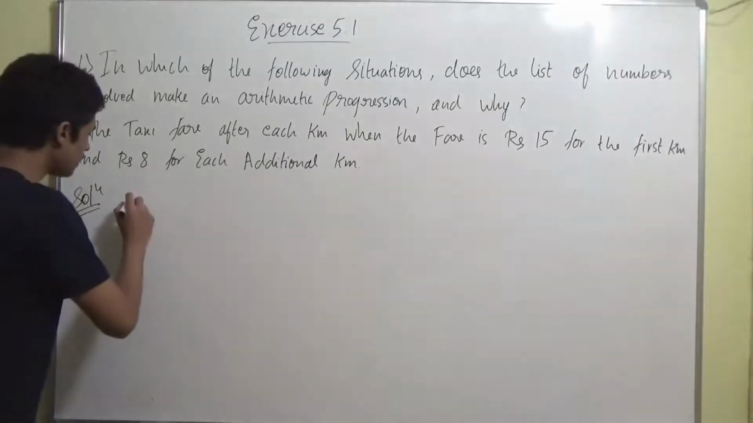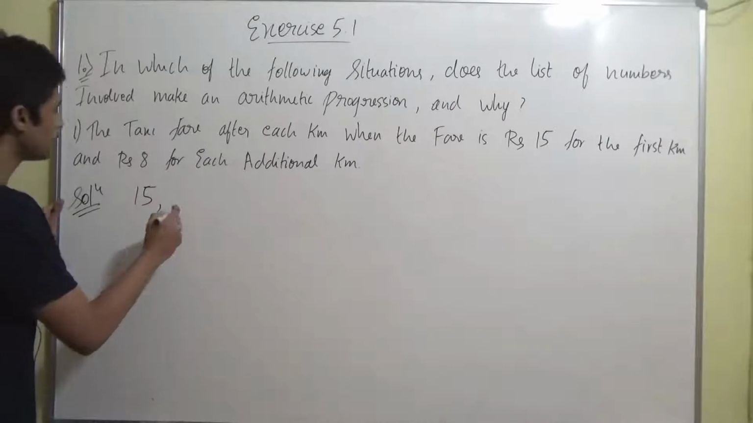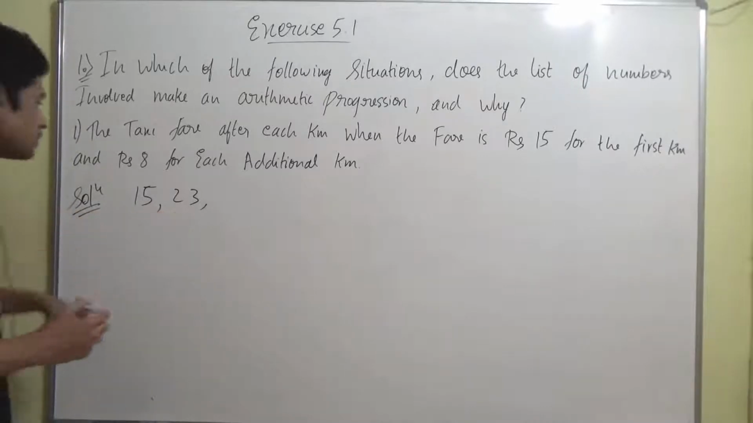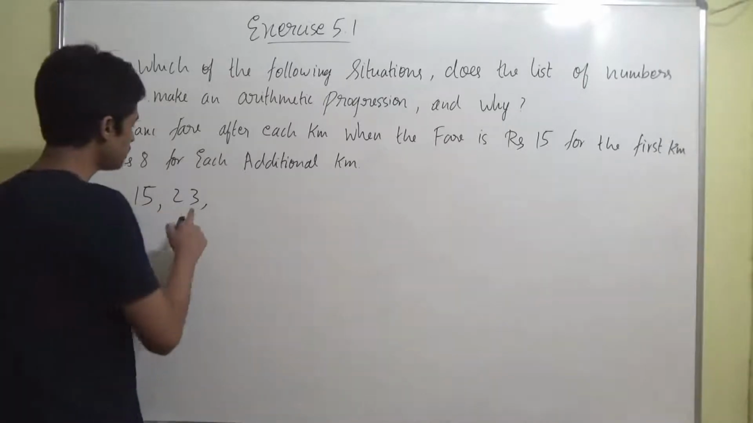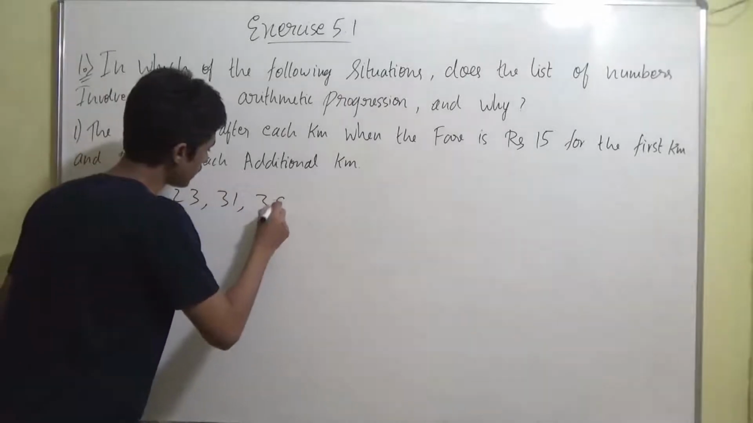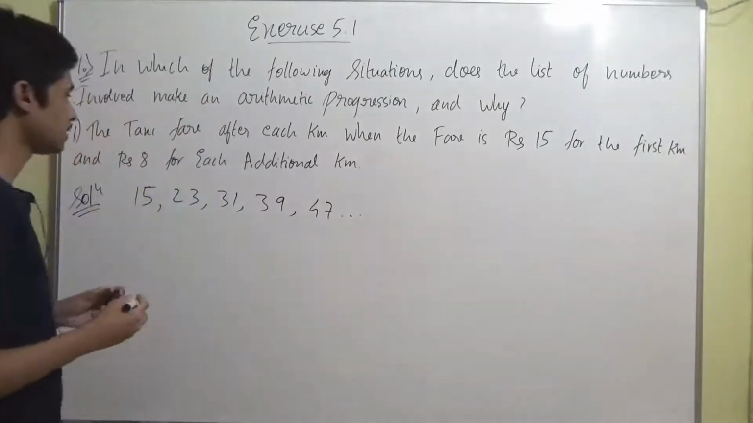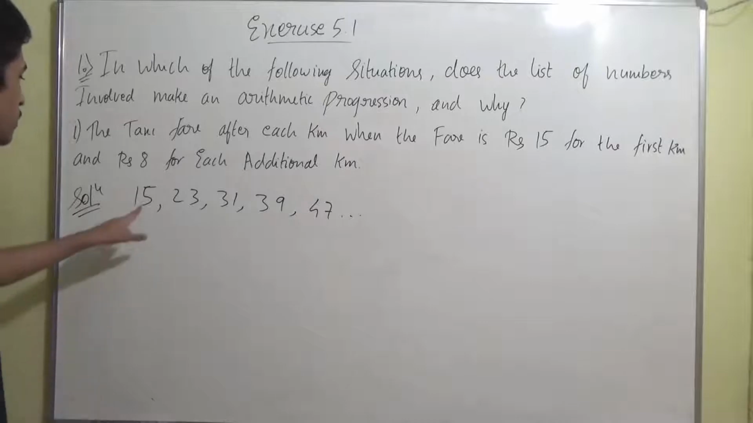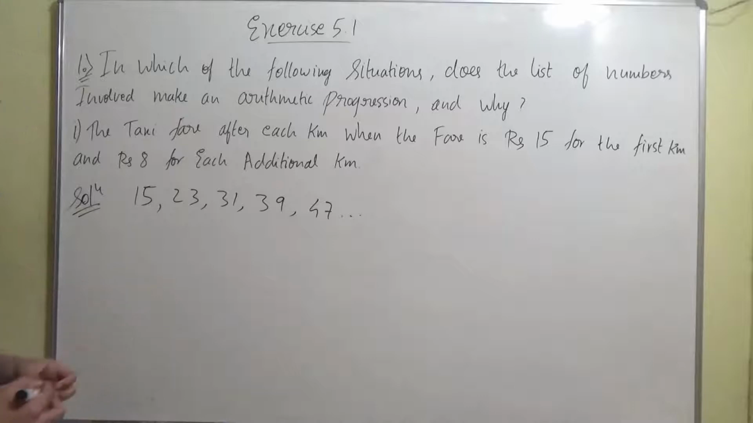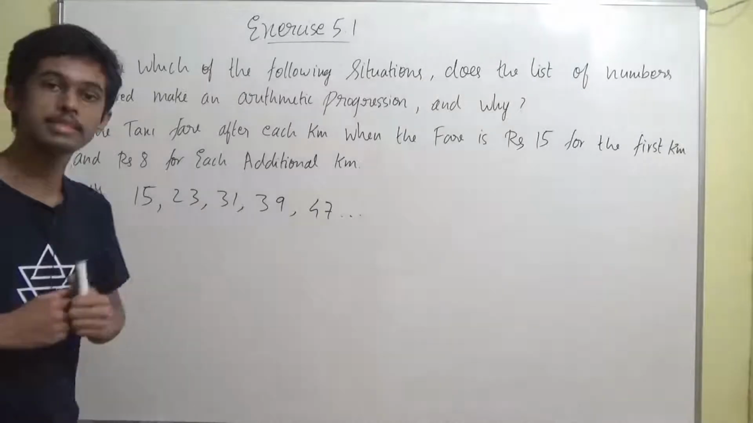So the sequence will become like 15 for the first kilometer, 15 plus 8 for the second kilometer, that will become 23. After you travel the second kilometer, you have to pay 23 rupees. After your third kilometer, it will become 23 plus 8, that is 31, then 39, and then 47, and so on. Correct, guys? 15 plus 8 is 23, 23 plus 8 is 31, 31 plus 8 is 39, and 39 plus 8 is 47. So this is the sequence formed. Now we have to tell whether it's an AP or not.